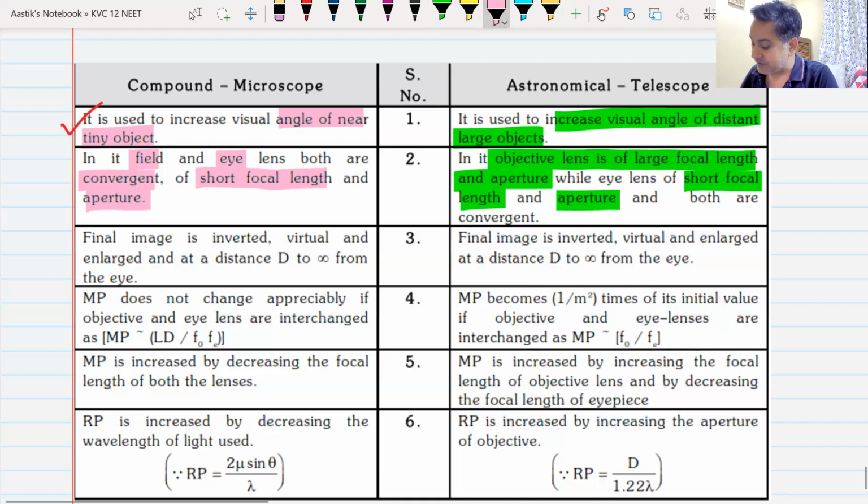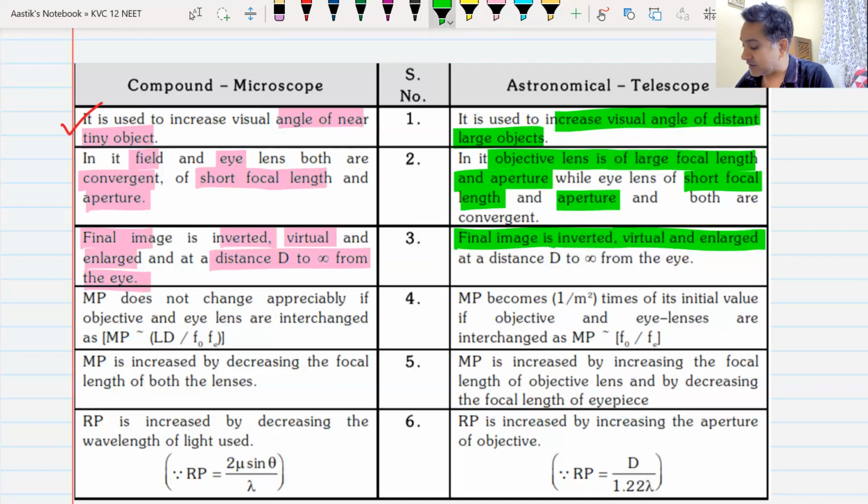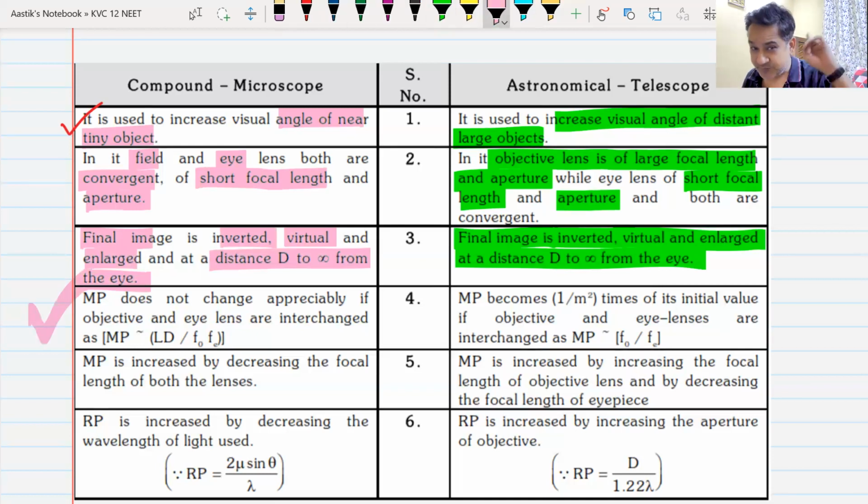Okay, the final image is inverted, virtual and enlarged, and it is at a distance D to infinity from the eye. Here again the final image is inverted, virtual and enlarged. So in this case both of them are the same. This is the most important point that has come in the exam many times, and please remember this. Magnifying power does not change appreciably if objective and eyepiece are interchanged.